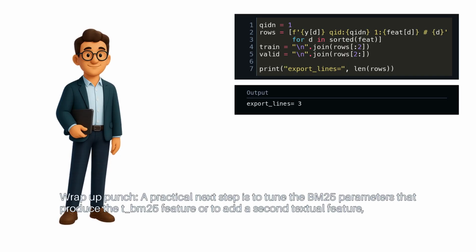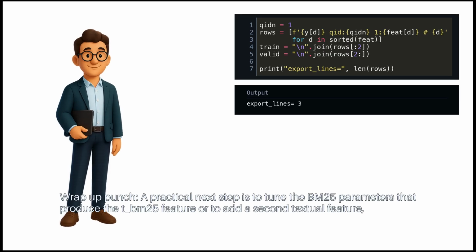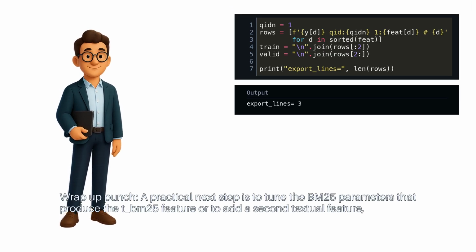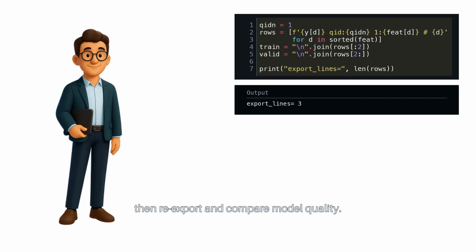A practical next step is to tune the BM25 parameters that produce the BM25 feature, or to add a second textual feature, then re-export and compare model quality.